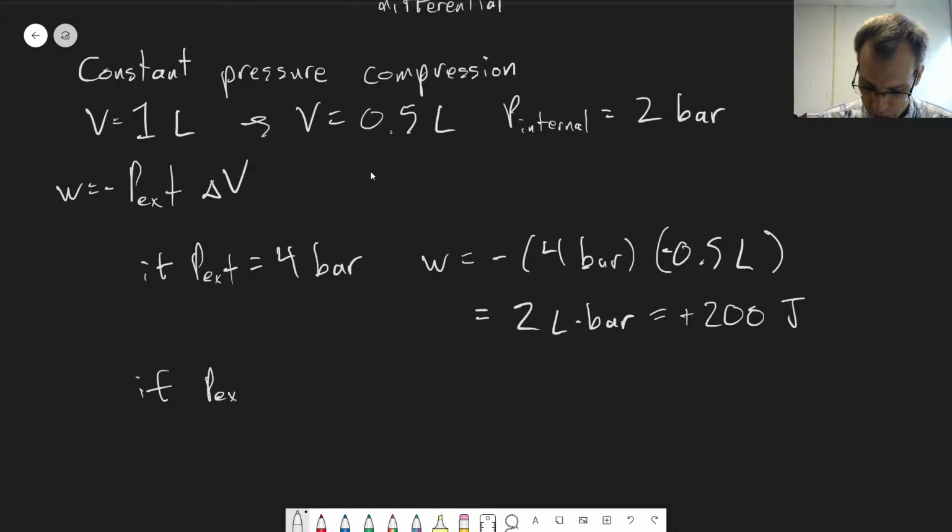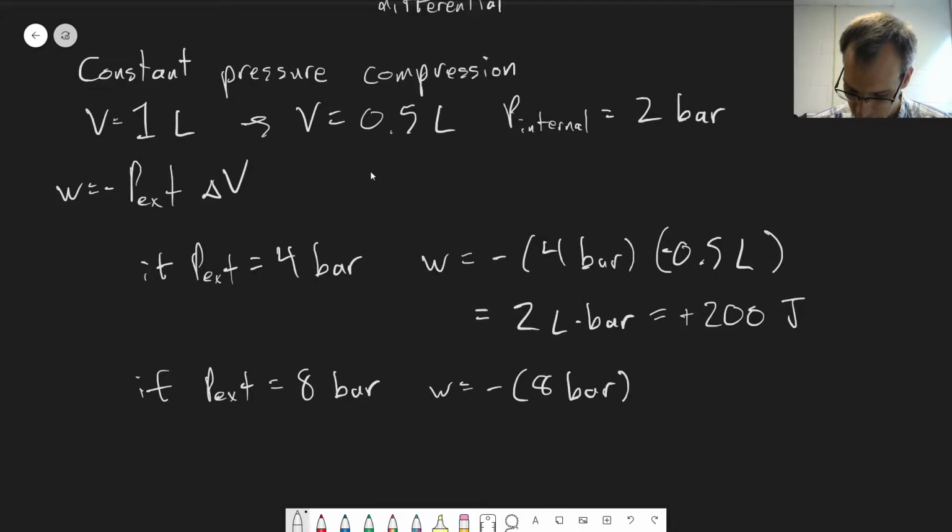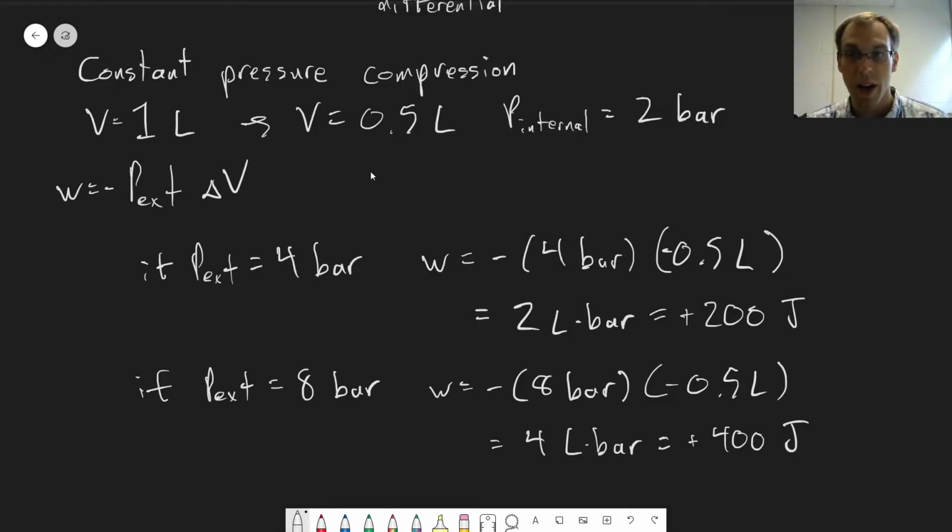But if we do the same process, but the external pressure was higher, if we were pushing with more force, 8 bar, we would plug this in and see we're going to get a different value. We'll get 4 liter bars, which is equal to positive 400 joules. So the amount of work that's done on the system is different when we have a different process. The change in U, the delta U value, will be the same for both of these processes because our initial state and our final state are the same. The gas went from 1 liter to 0.5 liters. There'll be a change in pressure. The internal pressure will increase, but it'll be the same amount. So delta U would be the same.